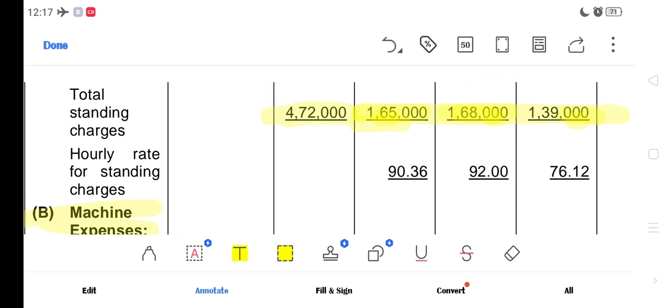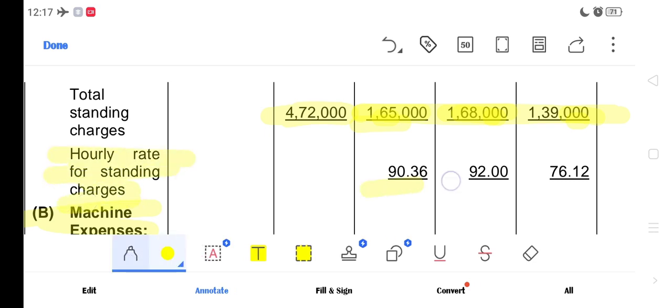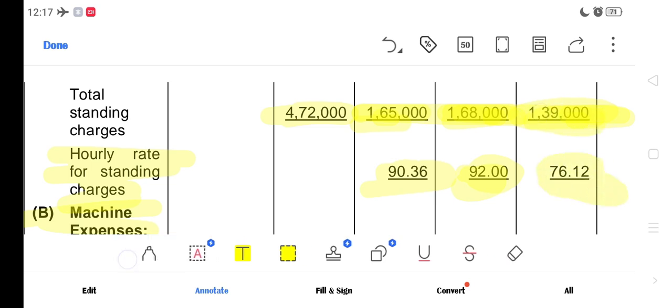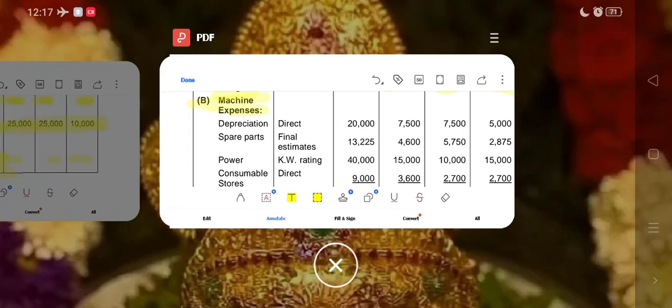1,65,000 is the total for P. For the machine P, the total standing charges are 1,65,000. With this, you divide 1826 total hours. You get the hourly rate for standing charges. Okay, 90.36. And again, 1,68,000 divided by 1826, you get 92 rupees. And again for R also. Okay, now machine expenses you are going to see. So what is left, guys?